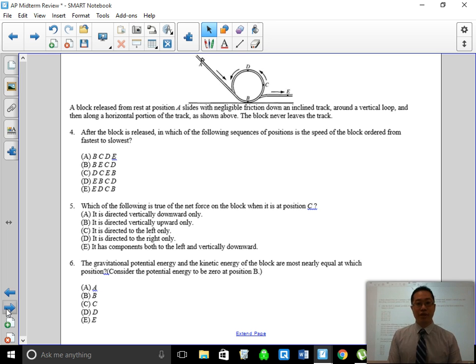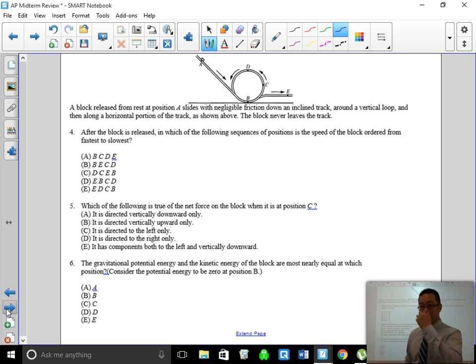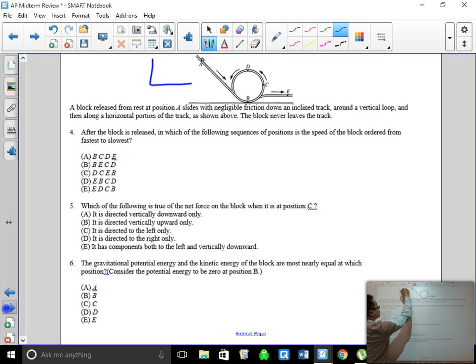For number 3 here, we have a velocity question along with an energy question. Number 4. They ask, after the block is released, in which of the following sequences of positions is the speed of the block ordered from fastest to slowest? Well, it's mostly with the understanding here that if you were to identify the energies, at the very top, you'd start from rest and have height, so EG.